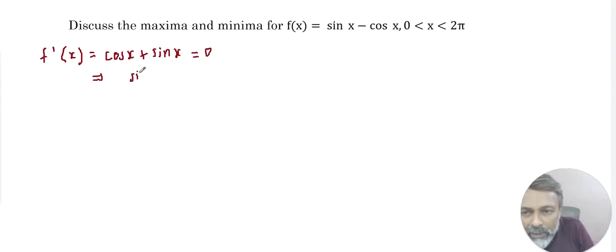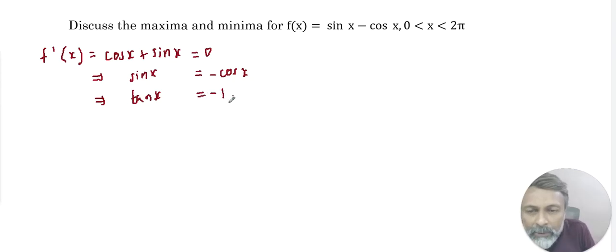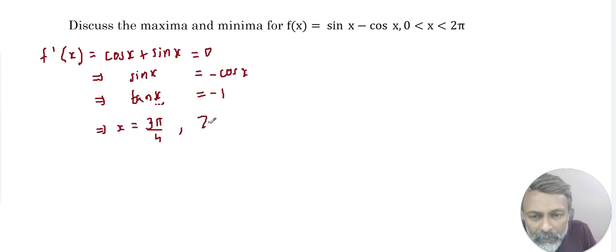We can therefore write sin x equal to minus cos x. We can divide by cos. So sin x upon cos x is tan x is equal to minus 1. This happens in the second and fourth quadrant, which means the x value in the second quadrant is 3 pi by 4. Tan 3 pi by 4 is minus 1, while here it is 7 pi by 4. Fourth quadrant angle, 7 pi by 4. You know a multiple of 45 in the fourth quadrant and the second quadrant will give you a negative value, hence these angles.